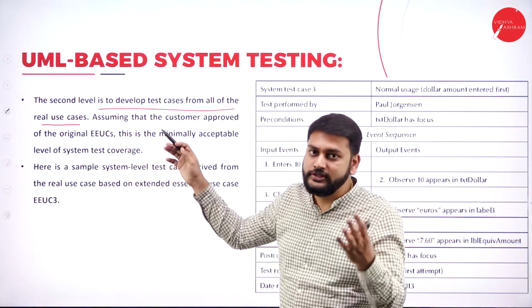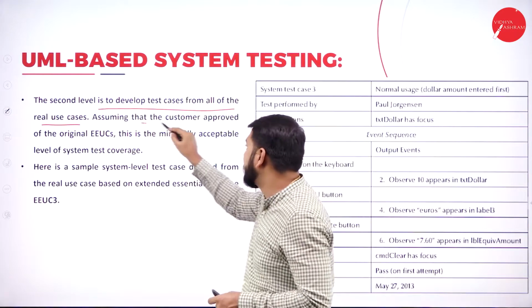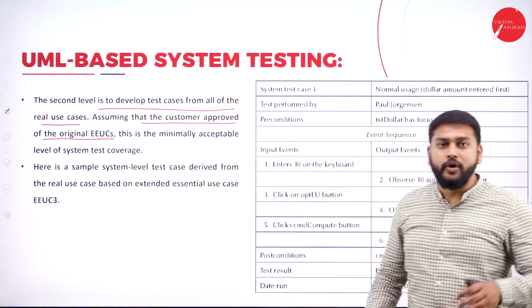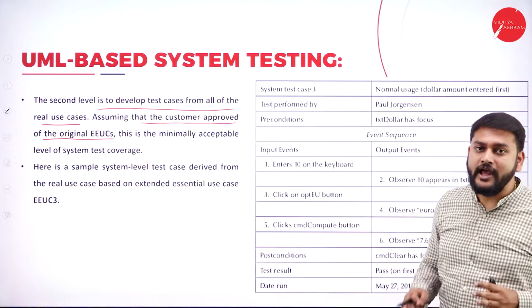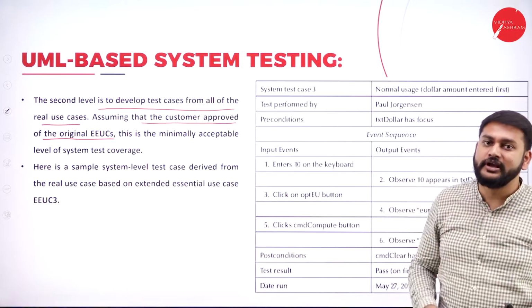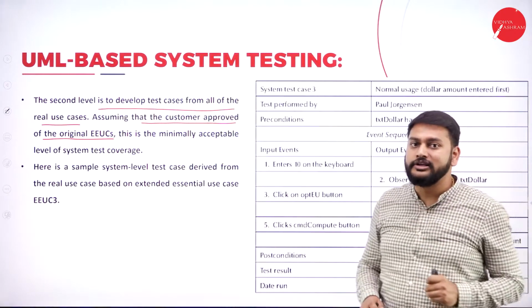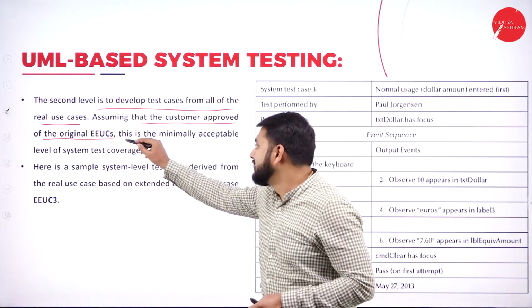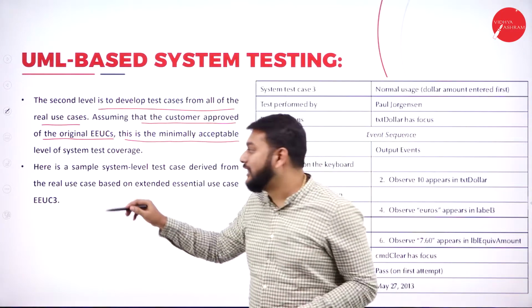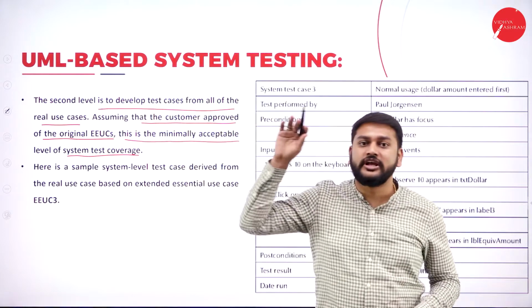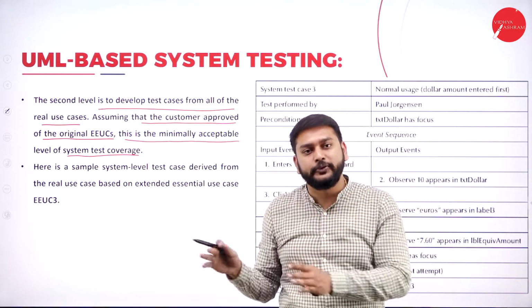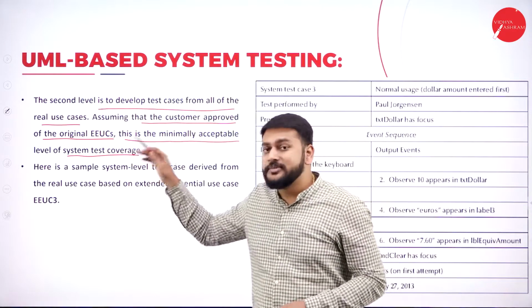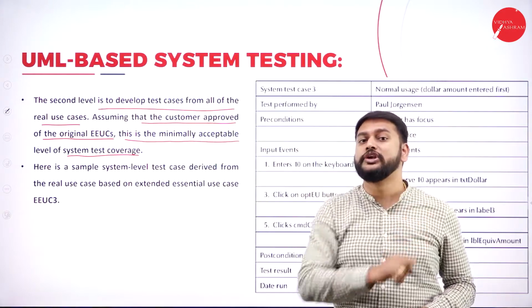Yes, we understood that. Assuming that the customer approved the original EEUC. Whatever the original EEUC that I have, I am getting the approval from the customer. So that is what you need to understand. Suppose if I do that, what will happen? So listen to me carefully. This is the minimal acceptable level of system test case coverage. If the customer approves the EEUC, that is going to be the minimal level of system test case coverage, is what you need to remember.